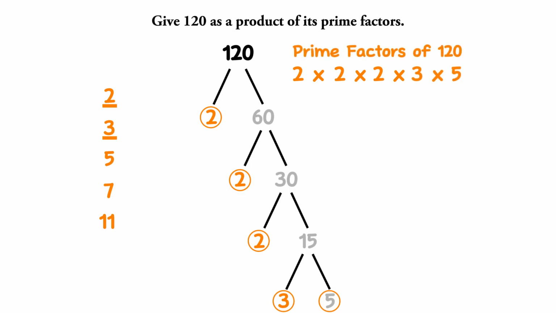We're not just finished yet, as we've been asked to give our answer in index form, where we express our prime factors as 2 to the power of 3 times 3 times 5, as there are 3 2's, which is written as 2 to the power of 3, and then 3 times 5 stay the same.